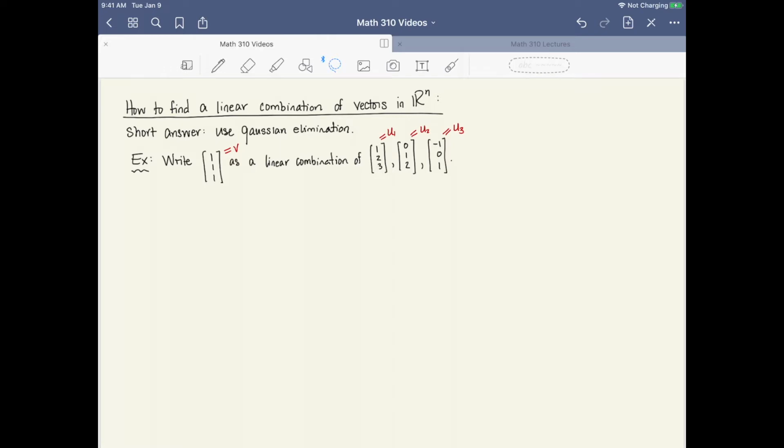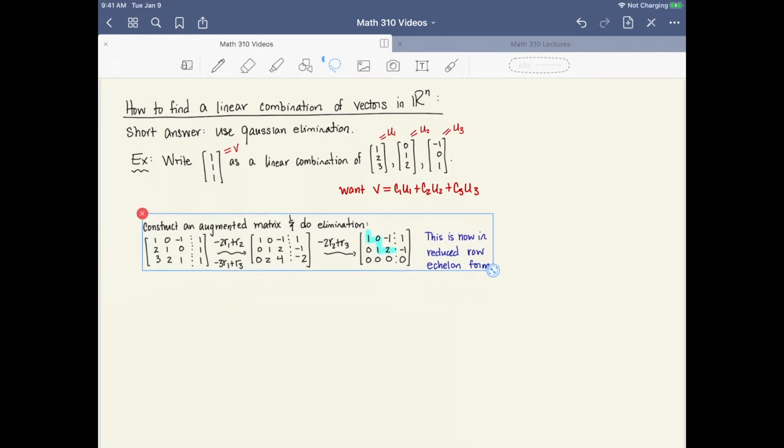So for example, what if we want to write the vector (1, 1, 1) as a linear combination of (1, 2, 3), (0, 1, 2), and (-1, 0, 1)? Let's call these vectors v and then u1, u2, u3. The idea is we want to know the three scalars that we need so that we can write the appropriate linear combination v equal to c1u1 plus c2u2 plus c3u3. So you construct an augmented matrix and then you use elimination.